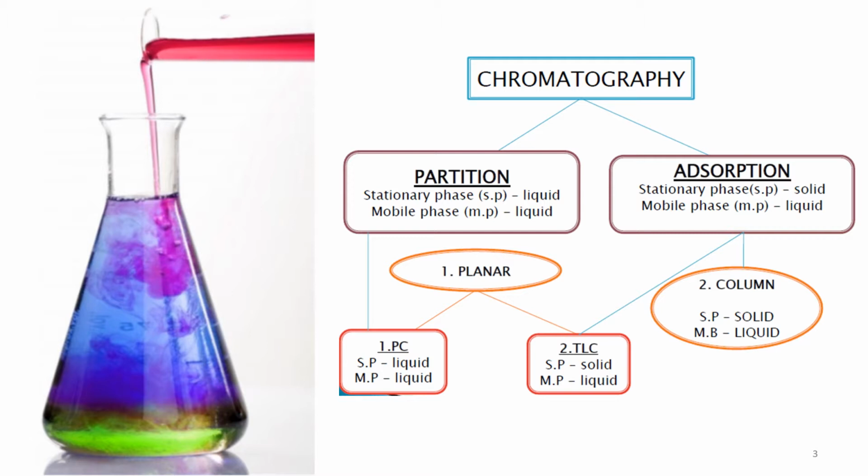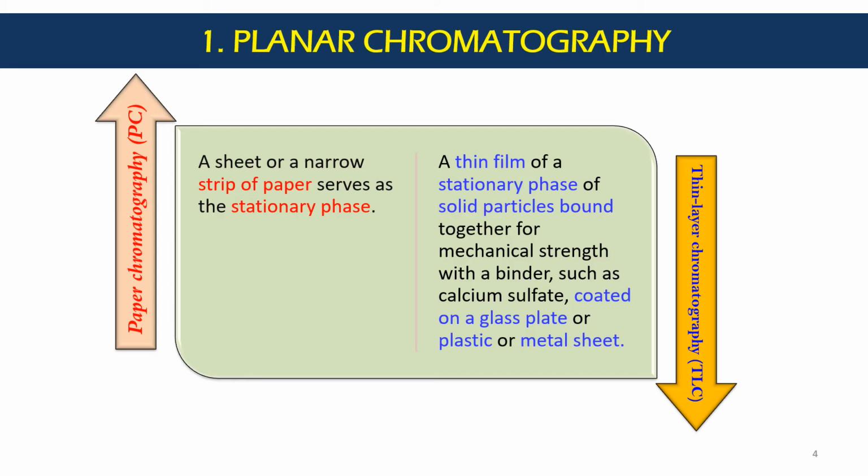Column adsorption process occurs for column and also TLC, because the TLC stationary phase is solid, which is coated on a glass surface, so that the separation happens on that solid surface. So TLC and PC are categorized under planar chromatography. After this I will tell you about the adsorption process later.